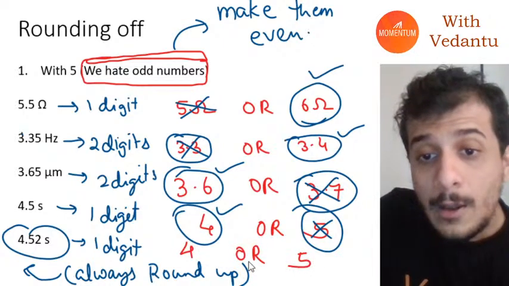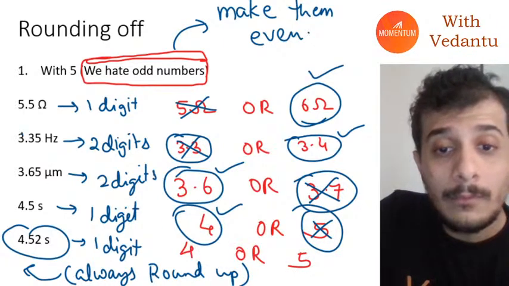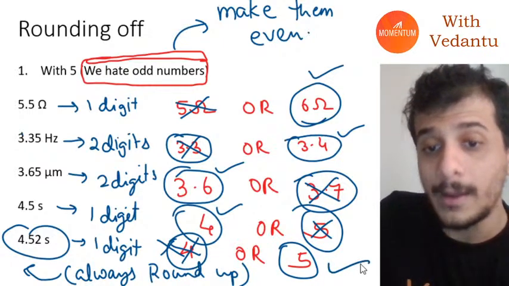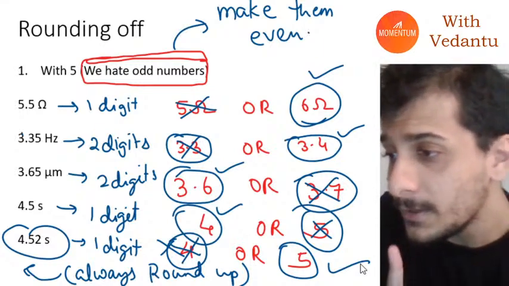I will not choose 4 now. Now I will forget that I love even numbers. I will forget this now. I will choose 5. I hope everybody understood.